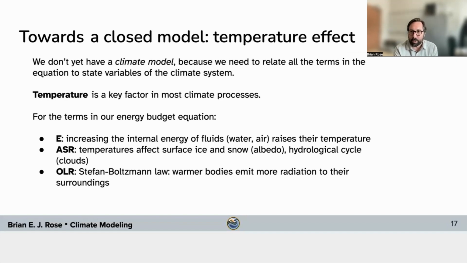So ASR, my absorbed shortwave radiation, depends on the planetary albedo. The planetary albedo itself might depend on the distribution of surface ice and snow, which depends on temperatures. It might depend on clouds, which are a product of the hydrological cycle. Many temperature-dependent processes are involved. My OLR term is even simpler. I can just think about the Stefan-Boltzmann law. That's certainly not the only bit of physics we need in a full complexity climate model to represent longwave radiation, but it's a good starting point. Warmer bodies emit more radiation to their surroundings. So there's a temperature dependence in that OLR term.